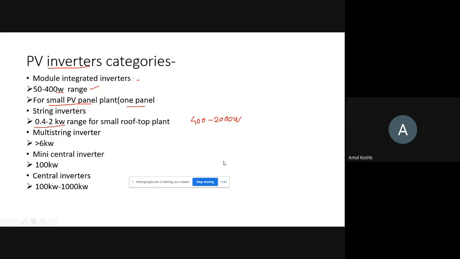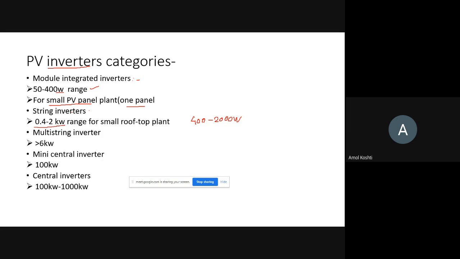String inverters whose range is from 400 to 2000 watt, in those applications, are named string inverters. Multi-string inverters have a range of more than 6 kilowatt, and similarly then mini central inverters. So if we see this, as the range of the load or the grid is increasing, accordingly the names of these PV inverters are also changing based on their construction, operation, and functionality. So these are the categories.